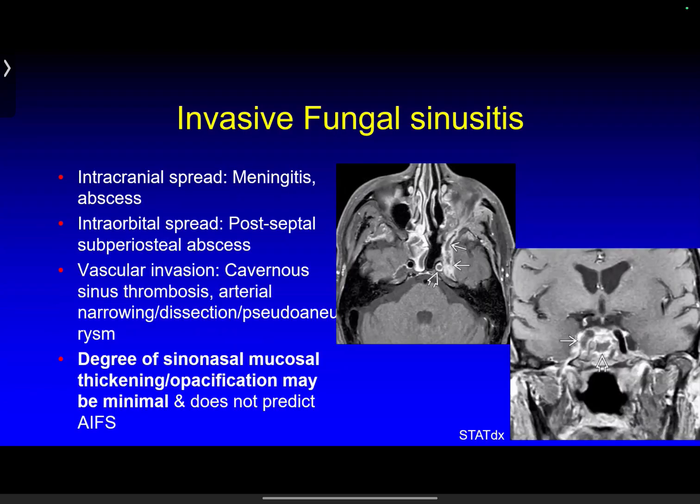You can have intracranial spread with meningitis, phlegmon, abscess. You can have intraorbital spread with post-septal cellulitis, subperiosteal abscess formation. Vascular invasion can result in cavernous sinus thrombosis or even arterial involvement with narrowing, dissection, or pseudoaneurysms.